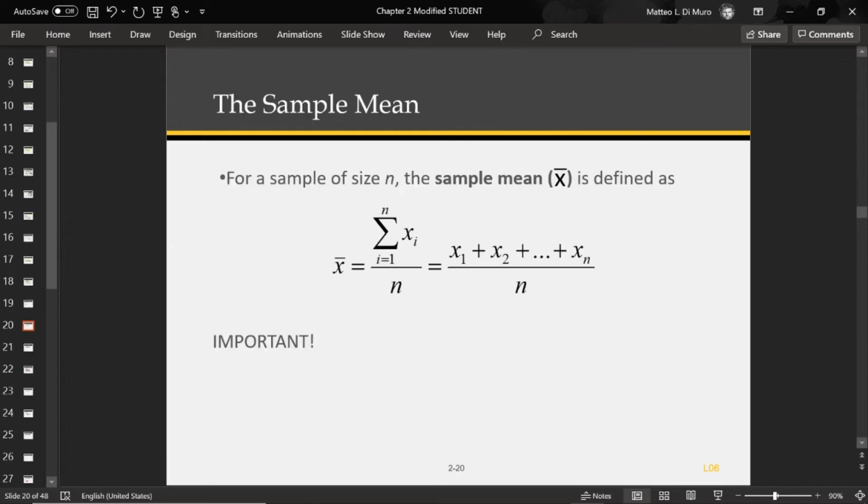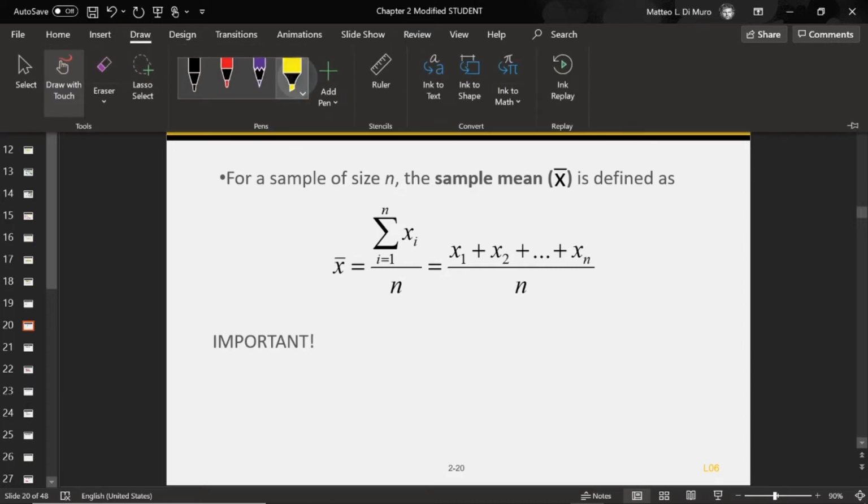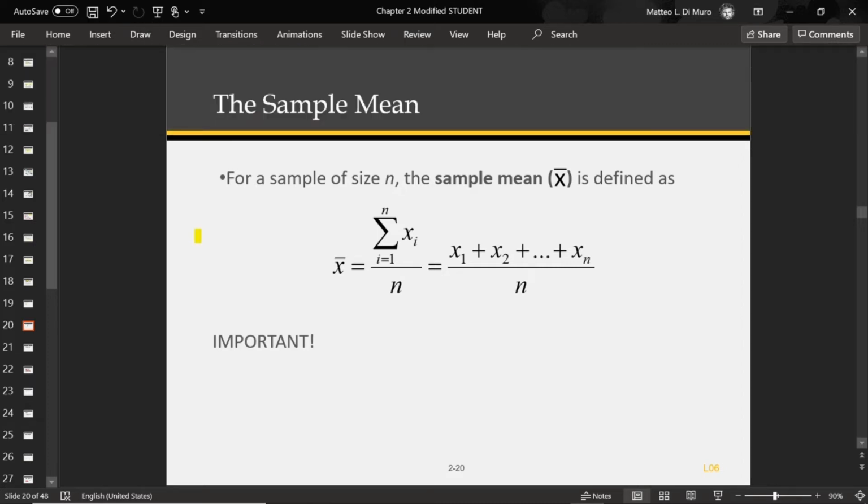What is the formula for the sample mean? Again, you have a formula sheet, but it is good to know these by heart. Now, this is going to look really fancy. If you haven't taken a math class in a while, there are a few things here that might jog some bad memories for some of you.